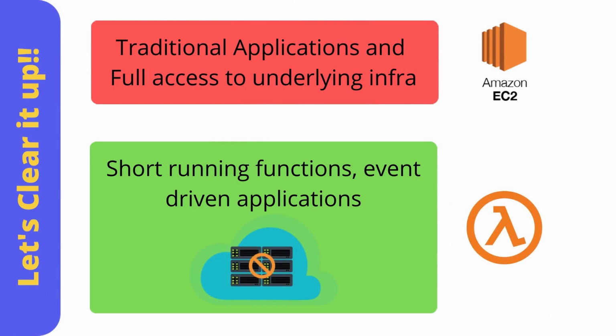This all might seem confusing to you, so let's clear it up. If you want to host traditional applications and want full access to the underlying operating system, EC2 is the best option. If you want to host short running functions, service oriented or event driven applications and you don't want to manage the underlying environment, you should go for the serverless option, that is AWS Lambda.